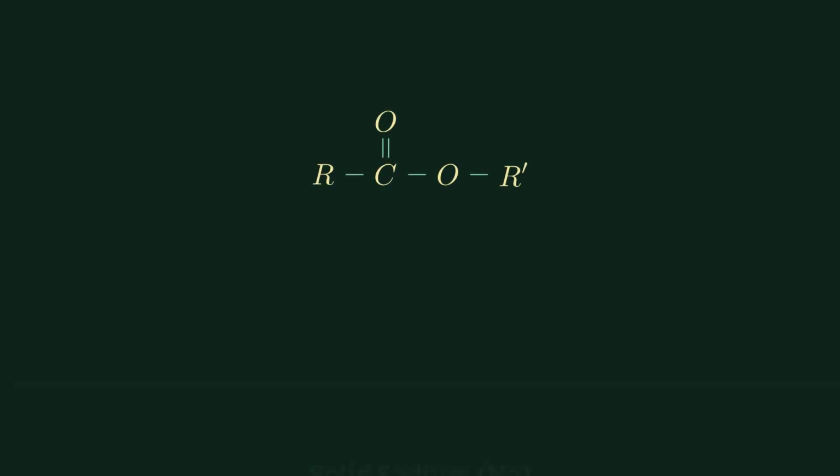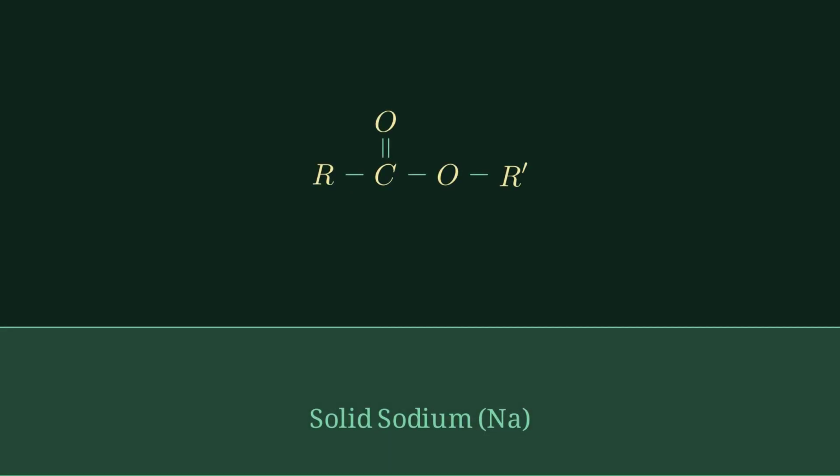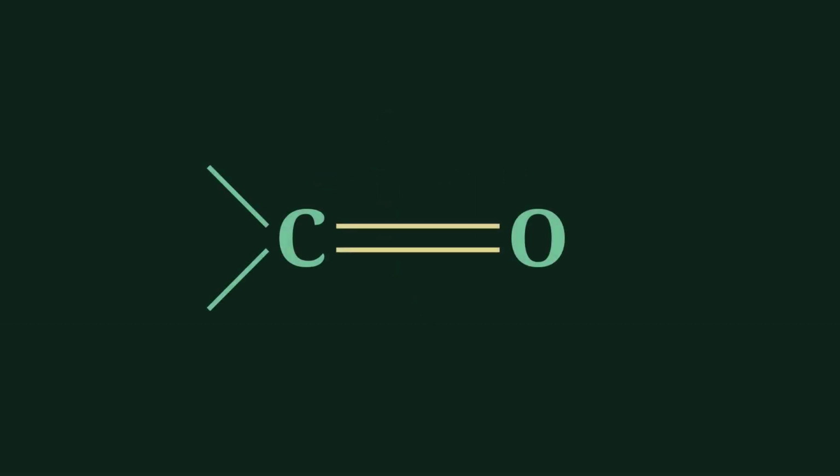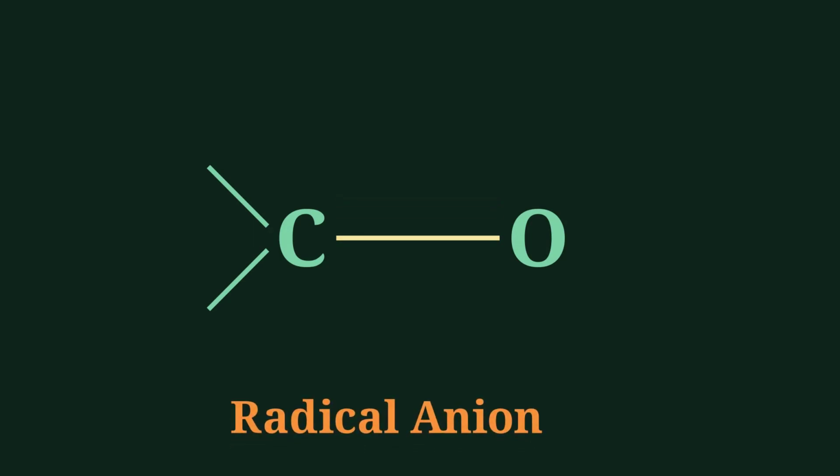It starts with a piece of solid sodium metal. Imagine the surface of this metal as a sea of restless electrons. As we drop a piece into our solution, a single electron jumps from the sodium surface onto the carbonyl carbon. Notice what happens to the bond. That double bond pops open. We now have what's called a radical anion. It's an unstable, high-energy state where the oxygen carries a negative charge and the carbon has a lonely, unpaired electron.